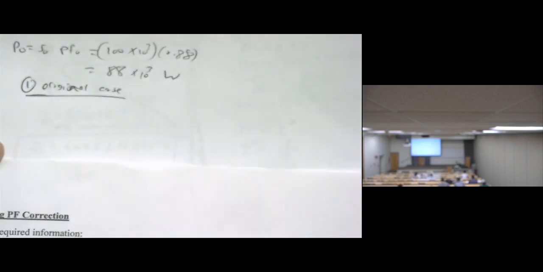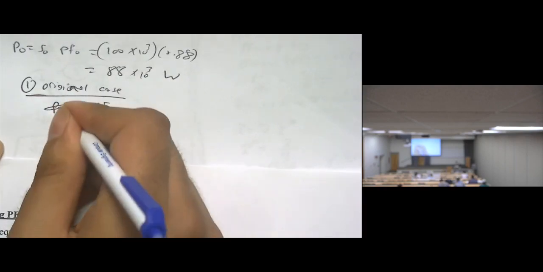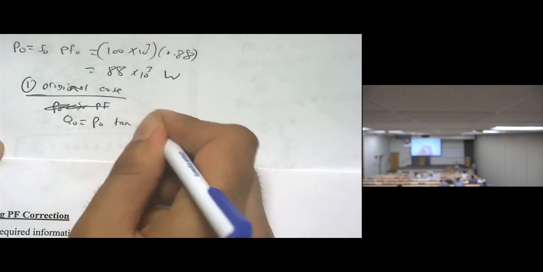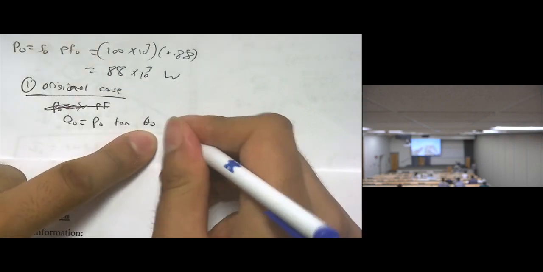Original case. P_O equal to S_O times power factor. I'm sorry, we already did this. We need to know Q_O, which is P_O times tan theta O. P_O is given, but I don't know theta O. How can I find theta O?